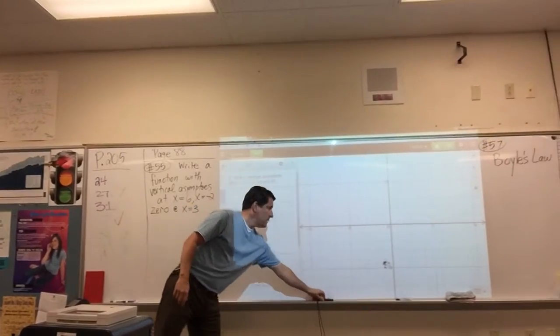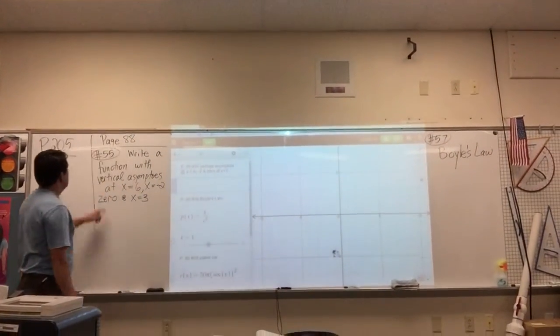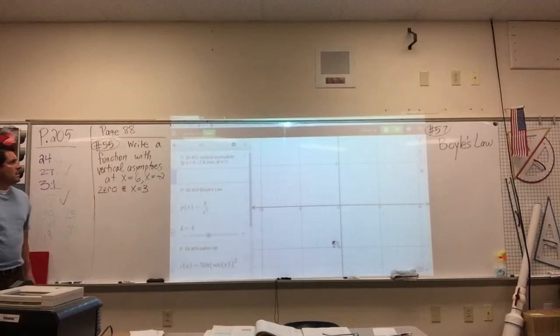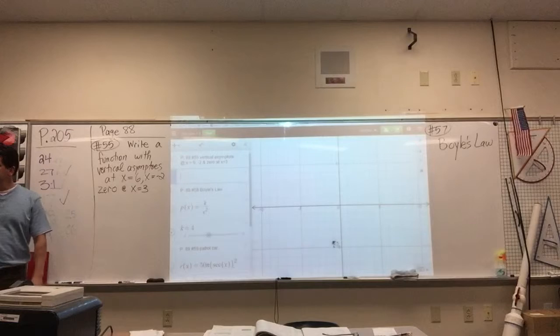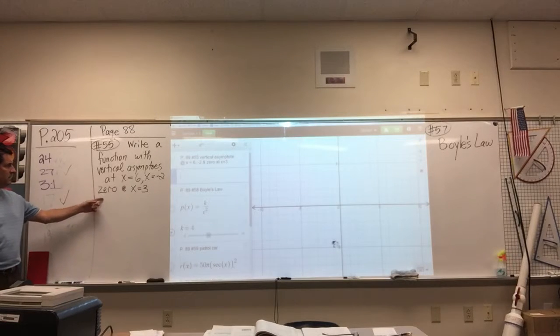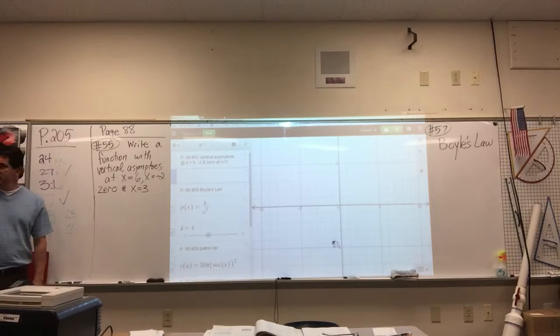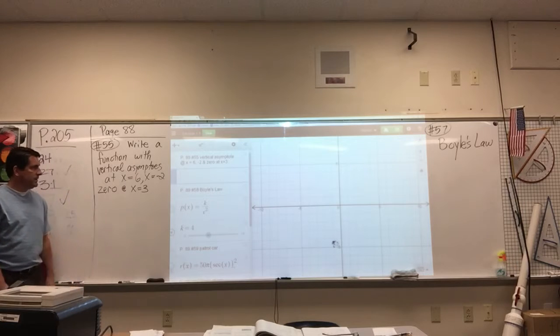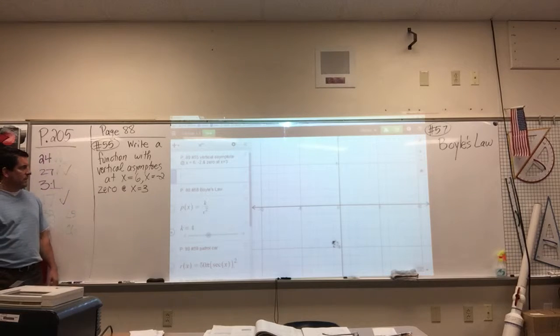Right, number 55 on page 88 said, think of a function that has vertical asymptotes at x equals 6, x equals negative 2, and a 0 at x equals 3. Okay, this is one that you had to generate. So let's just figure it out.